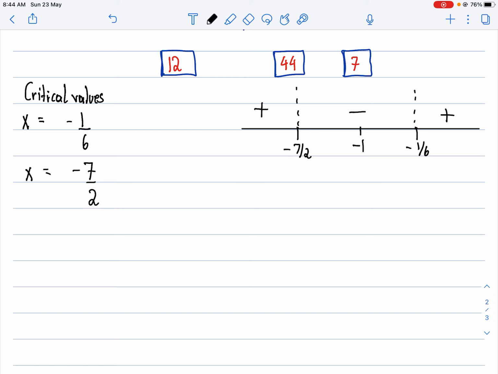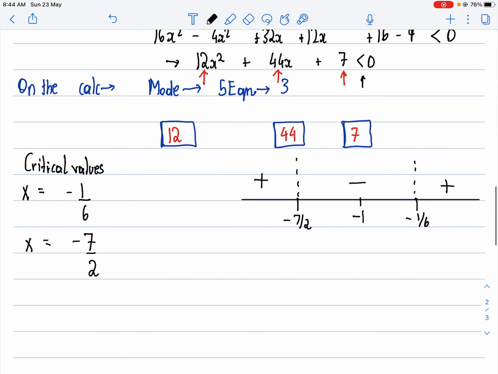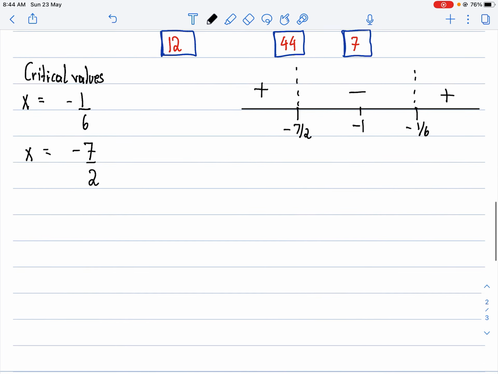But now, we need negative values here. And we get negative values if I take x more than minus 7 by 2 and x less than minus 1 by 6.